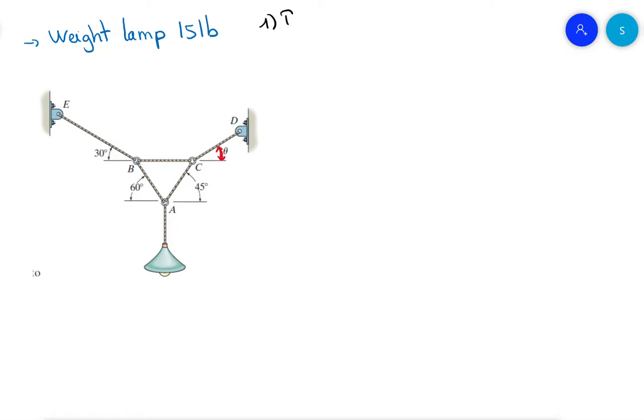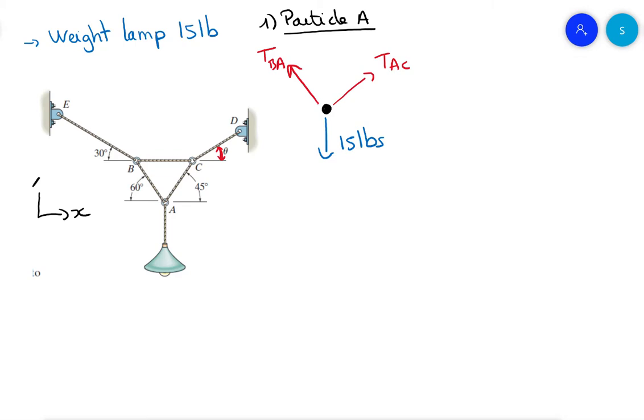So one, we will do the particle A. So we have the free body diagram, the point A. We have the weight that is 15 pounds. And we have two tensions, TBA and TAC. They don't have the same angle. We will use the axes X and Y for all the free body diagrams. So let me write it there. Okay. And we have these angles, 45 and 60 degrees.